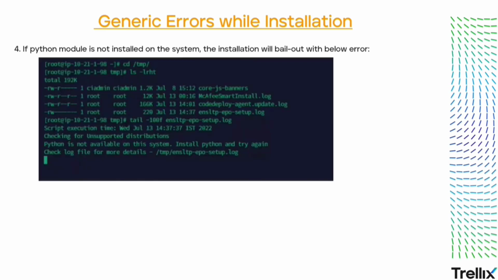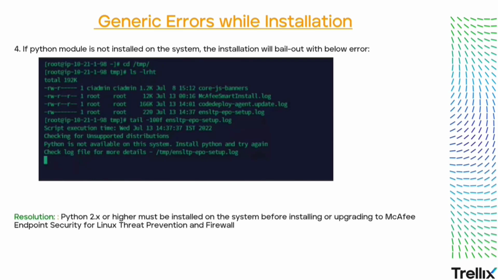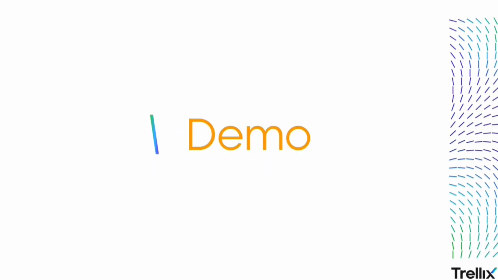The most frequent and generic error seen at the time of installation is that Python is not available in the machine. As a prerequisite, we would need to install Python for the successful installation of ENSL, or else we might end up facing an error as per the screenshot. Trellix always recommends having Python 2.x or the latest version in the system. Now, let's see the demo of the errors which we've discussed.